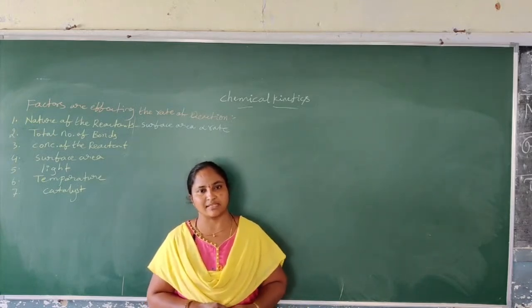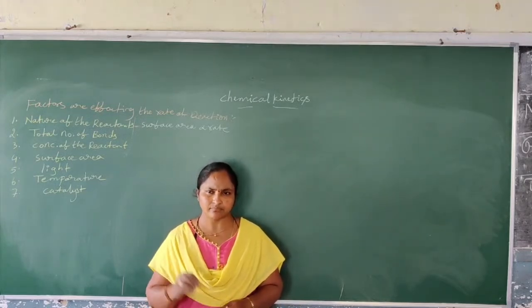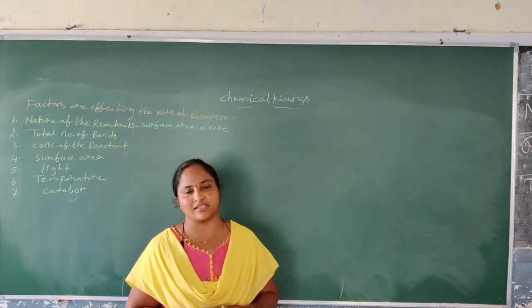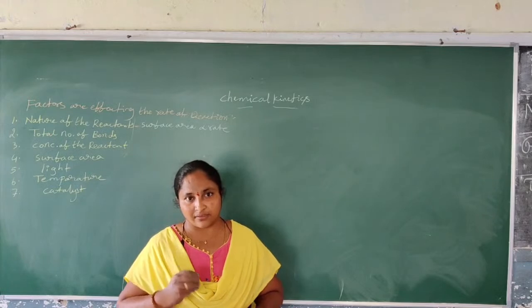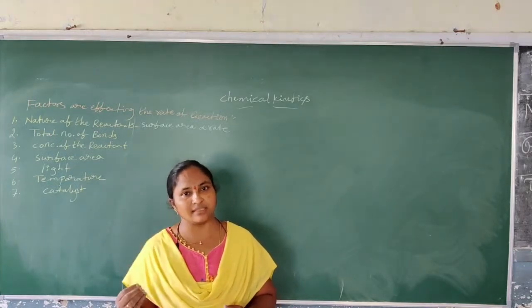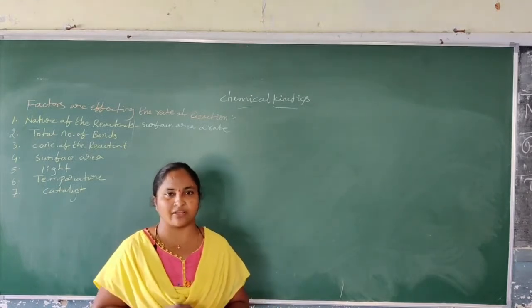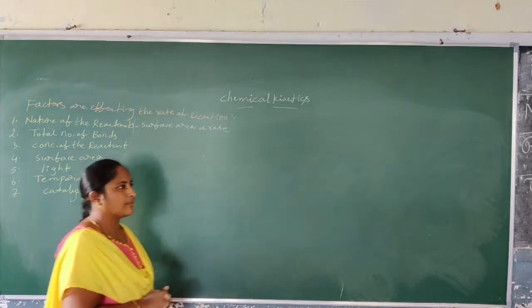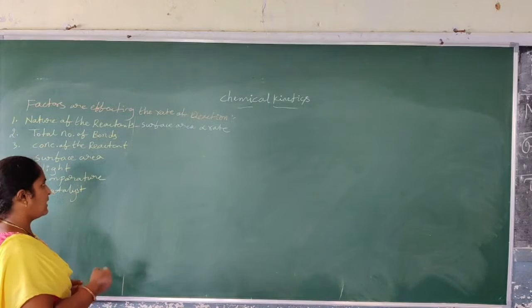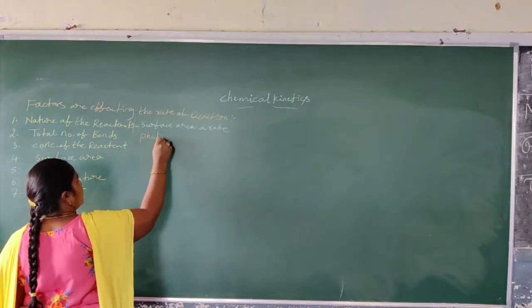I will repeat once again. Some reactions are affected by light. Some reactions do not take place in dark conditions, and for those reactions light is required. This type of reaction is called a photochemical reaction. So in photochemical reactions, as light increases, rate of reaction also increases.